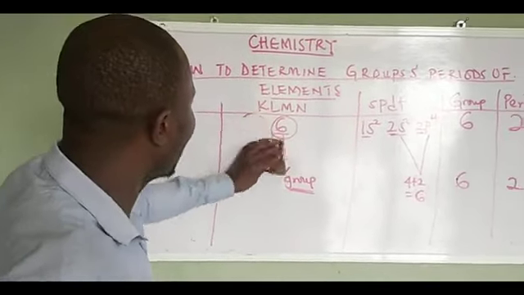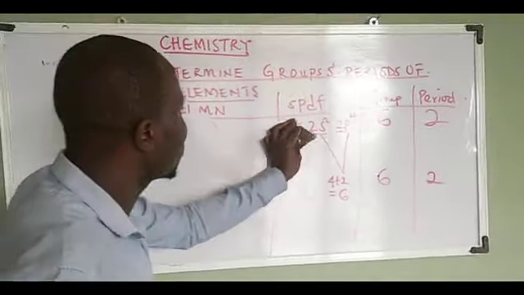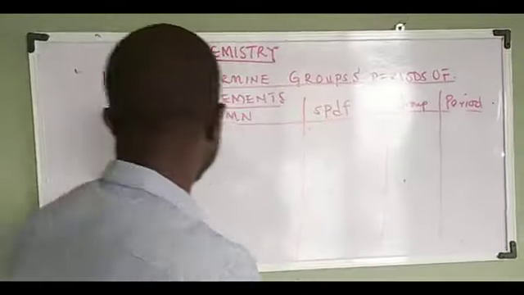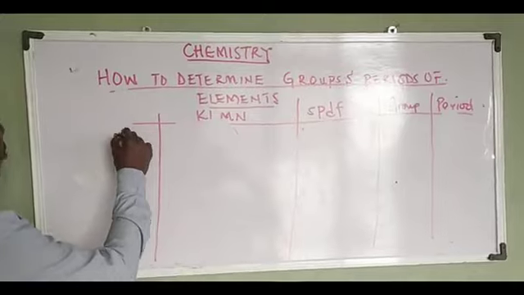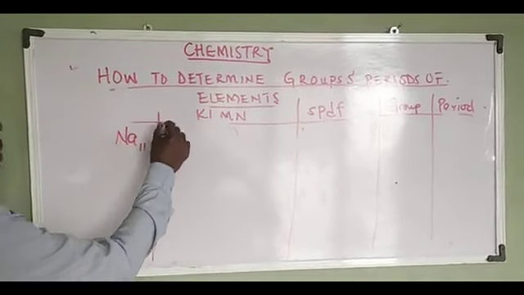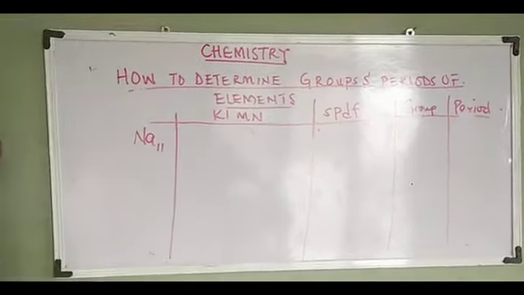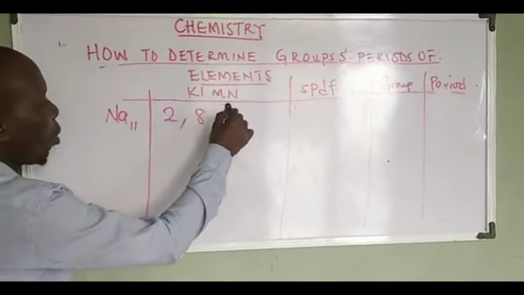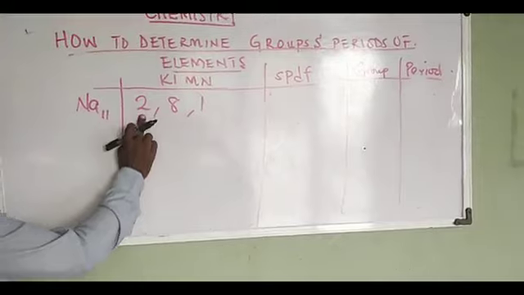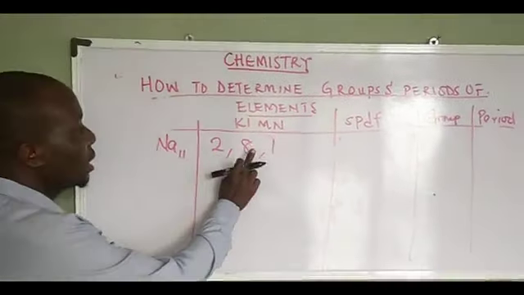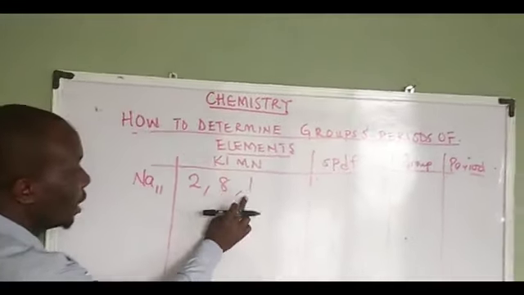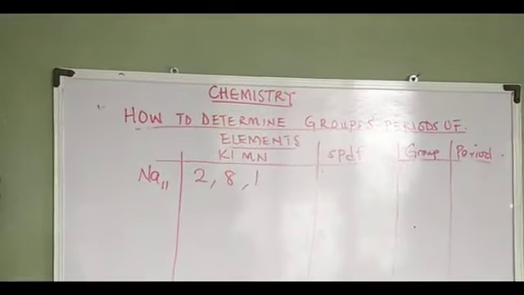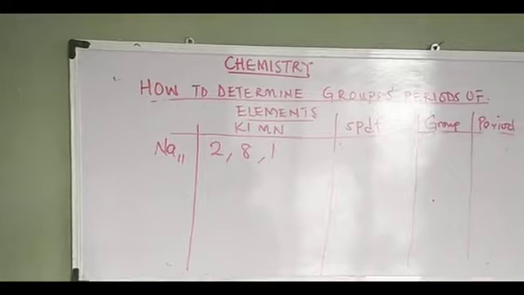Let's try sodium now. Sodium. You know sodium has an atomic number of 11. That will be 2, 8, 1. The K shell will take 2 electrons. The L shell will take 8 electrons. Then the remaining 1 electron will be transferred to the next shell. Are you getting it now?